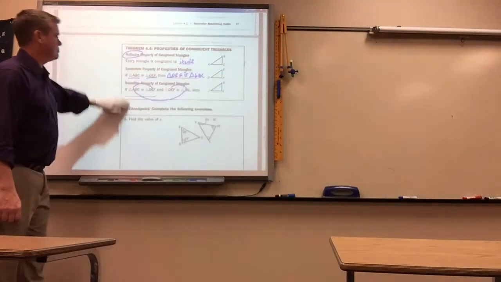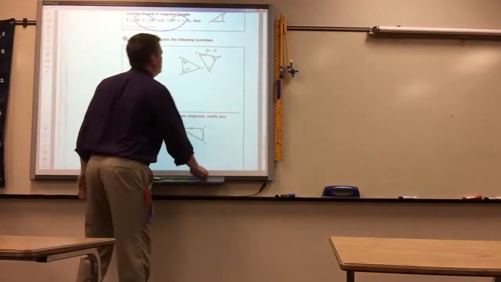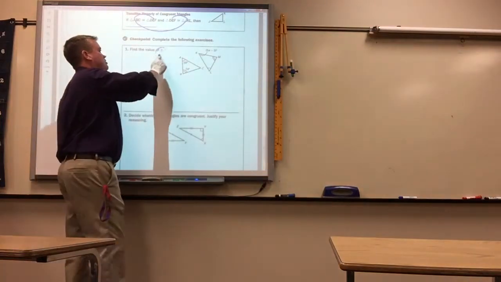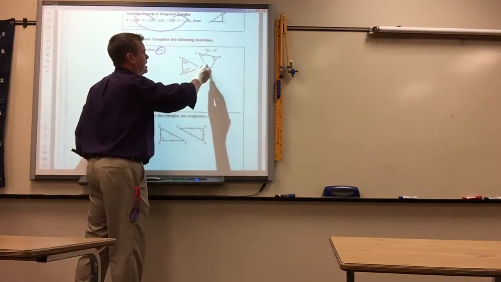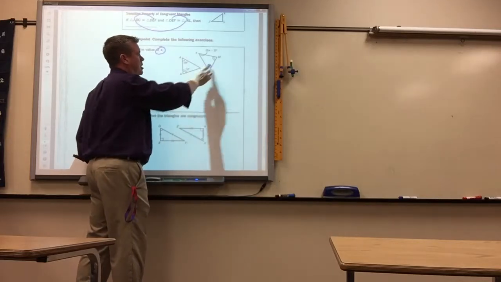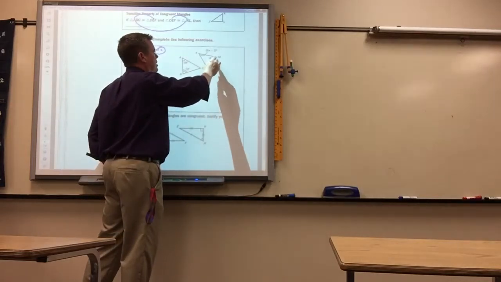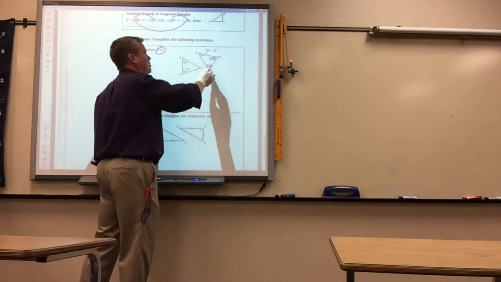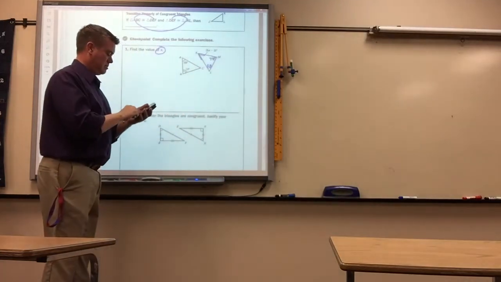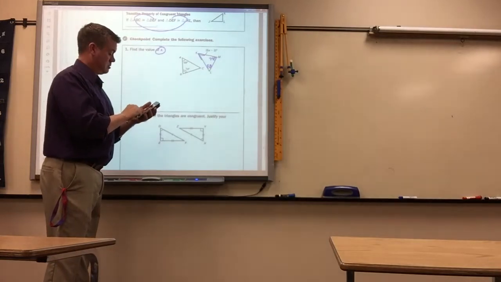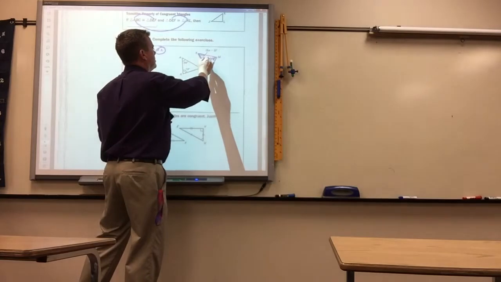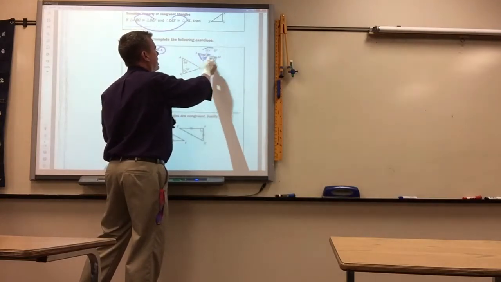Okay. All right. So this, if we had to find the value of x, since this is 58, so is this. Since this is 74 and it's got 2 marks, this one's 74. So we can figure out that angle just by subtracting these two off of 180. It's 48 degrees.